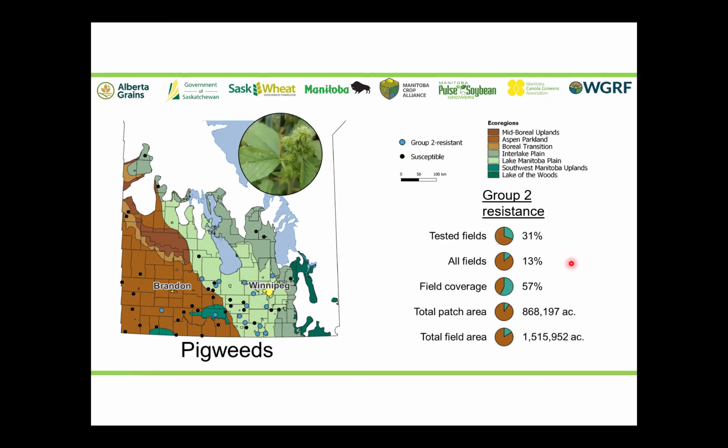We're looking at our pigweeds, mostly red root pigweed, but we now separate out green pigweed as well. And so we found that we do definitely have group 2 resistant pigweeds growing in Manitoba. Of the tested fields, 31% were found to have it. Where we found the pigweed, you can see the blue dots are where we found susceptible pigweeds or group 2 resistant pigweeds. When you extrapolate that across the whole province, it's about 13% of the pigweed that is expected to have group 2 resistance in it.